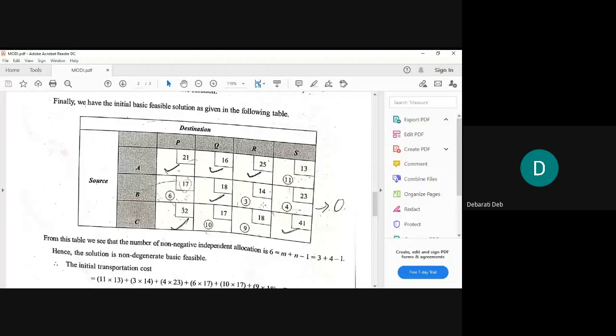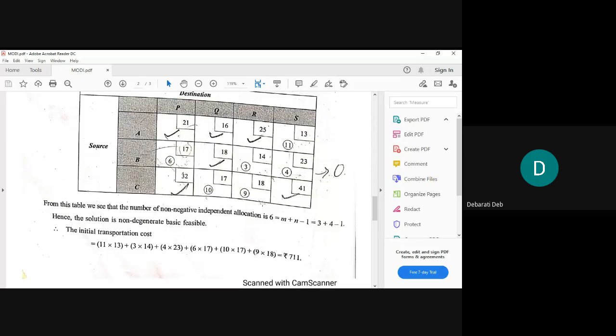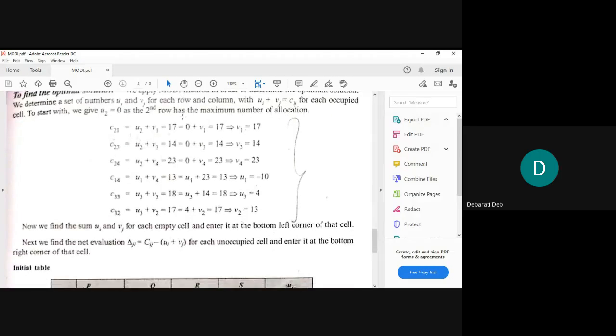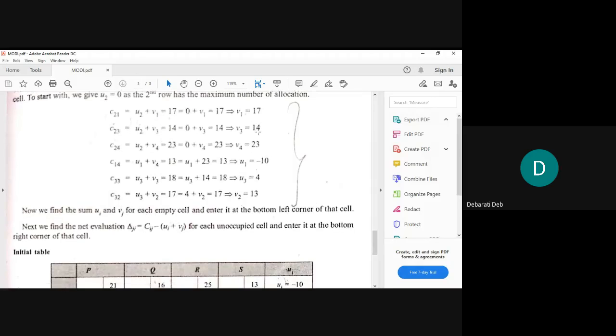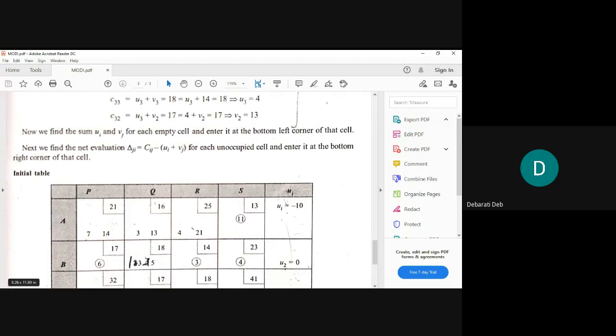Okay, so I hope you have written this table once again. Is it finished? Have you written this table once again? Yes, ma'am. Okay, so now we will write the numbers in the unoccupied cells. The first cell is the first one, that is 21, and here U number is 1 and V number is also 1. So U1 plus V1 we will write. What is the value of U1? U1 is minus 10 and V1 is 17. So minus 10 plus 17, we will write 7 here on the bottom left corner of the cell.